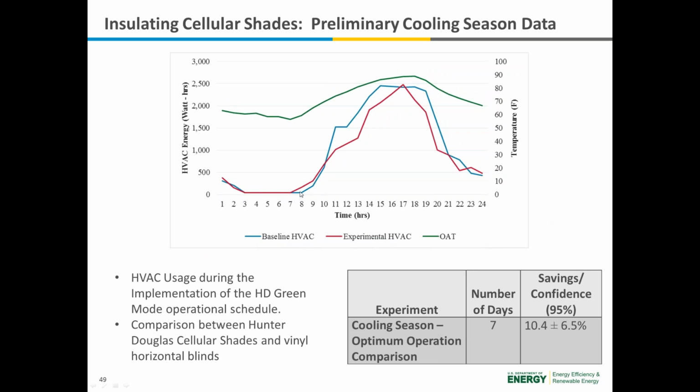And as you can see, during the morning, no cooling load is required. During the mid-morning and early afternoon, we see peak load reduction associated with the operation of the Hunter Douglas cellular shades, and that remains throughout the rest of the day. So over 7 experimental days, the benefit of the Hunter Douglas cellular shades was about 10.4% in HVAC load savings when compared to standard vinyl horizontal blinds operated in the same way.